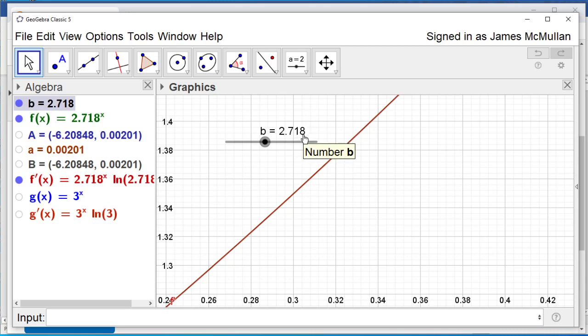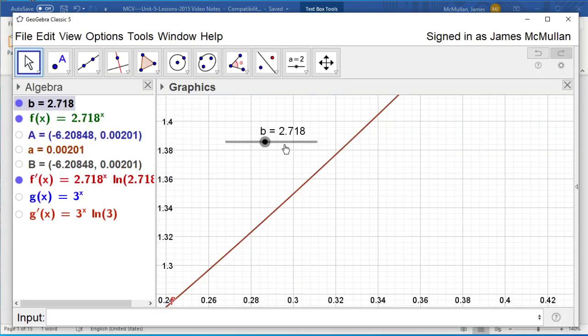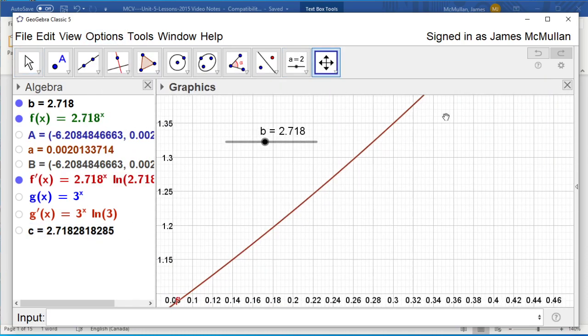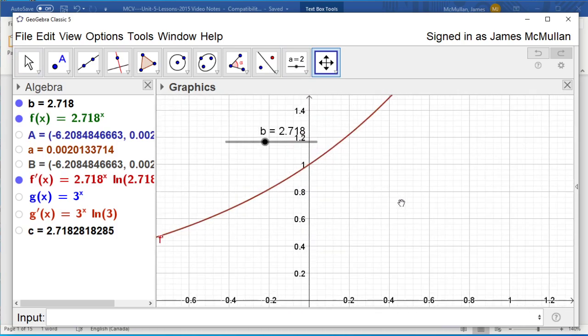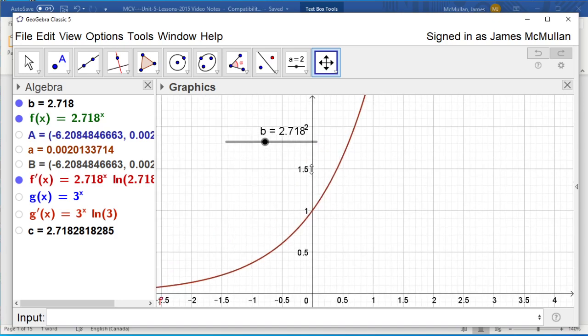2.718. Now on your calculator, you probably have a button that looks like this, e to the x, right? e to the x is an exponential with a particular base. And if you do e to the power of 1 on your calculator, it's going to give you this number, 2.718, and it continues on. It's an irrational number. It's very similar to pi, right? It's a mathematical constant that has an important meaning, but the number itself is a non-terminating decimal.